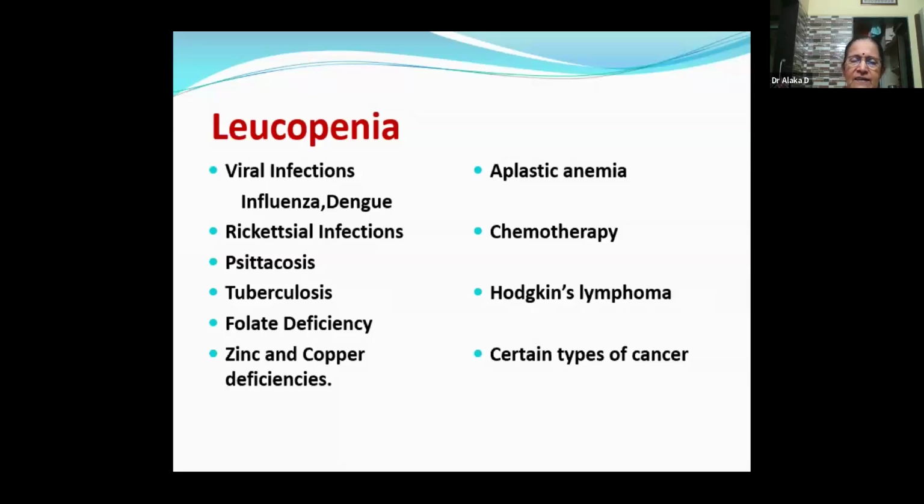The other causes of leukopenia, along with other cell lines which are depressed, is aplastic anemia. We also see leukopenia if the patient is receiving chemotherapy. We see it in Hodgkin's lymphoma and certain types of cancers. In typhoid, we see relative leukopenia. Typhoid is also a bacterial infection, so we expect leukocytosis, but compared to the fever, the WBC count doesn't rise that high, so there is a relative leukopenia.